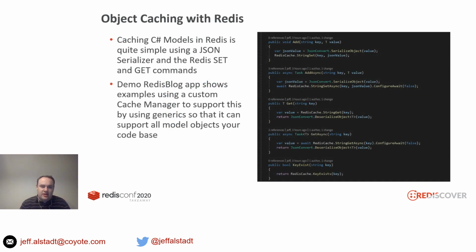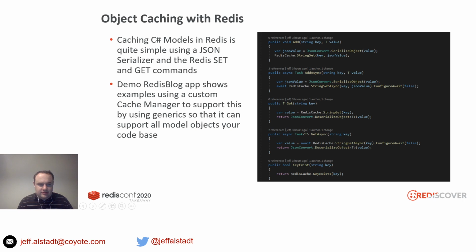We're going to actually be using object caching with Redis in our application today. So we're going to be caching some C# models, a blog and a blog entry, in Redis. And we're going to be doing this by serializing the object model to a string and then setting it in Redis and getting it from Redis. This is done using the Redis set and get commands.